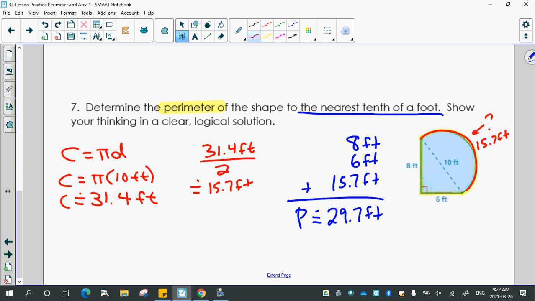Now, how many people added in the 10 feet when they were adding up for perimeter? Okay, so again, highlighting the edges helps you. Don't just rely on the formulas, because it will tell you to add all 3 sides for a triangle. But again, for composite shapes, perimeter is just the outside. You can't include any inner lines when you're doing perimeter. It's just the outer edge. So always reflect back and make sure you're just using the outer sides when you're doing your addition. Okay?